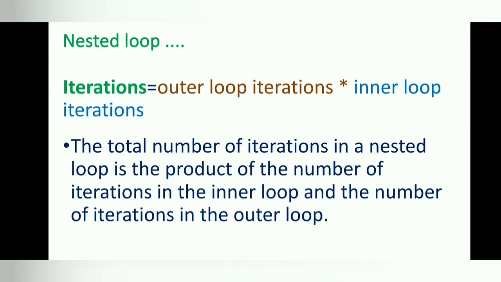Nested loop continued. The total number of iterations in a nested loop is the product of the number of iterations in the inner loop and the number of iterations in the outer loop.